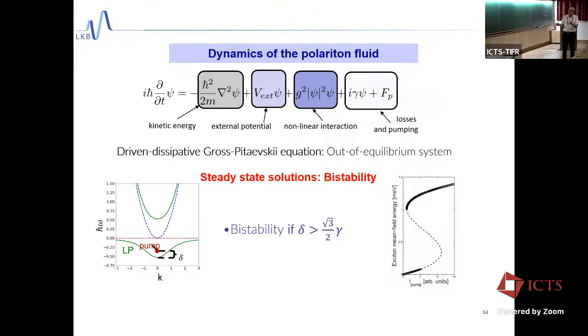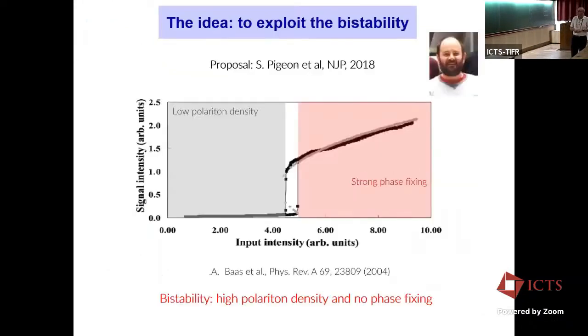The steady state solution of this equation exhibits bistability. This is not surprising because, as I already said, the system is equivalent to a Fabry-Perot cavity with a nonlinear medium inside. And it is well known that this kind of system can exhibit bistability. So we have a bistability, and the idea is indeed to exploit this bistability in order to enhance the propagation length of the generated topological excitations. This was discovered numerically by Simon Pigeon some years ago.